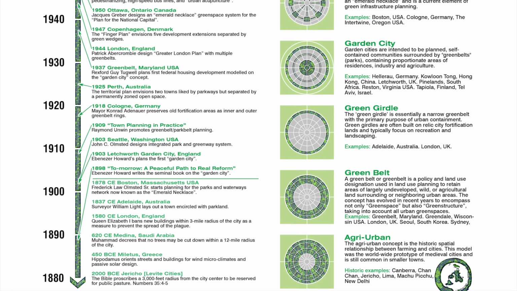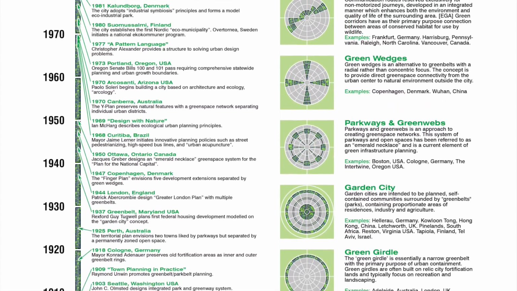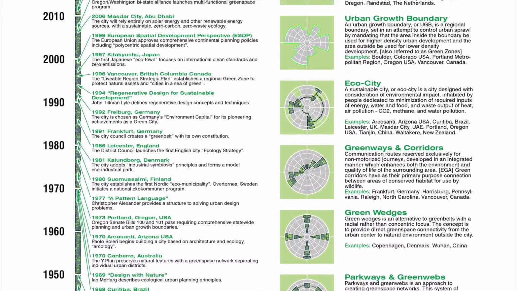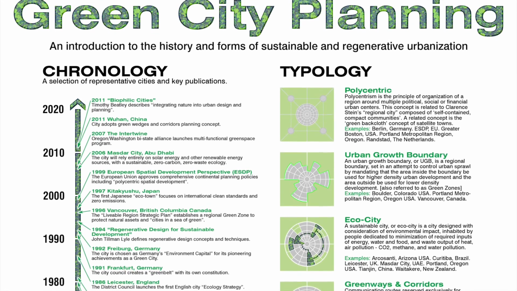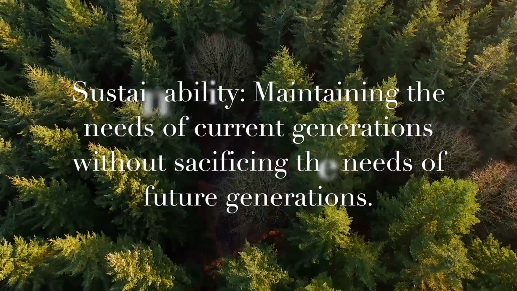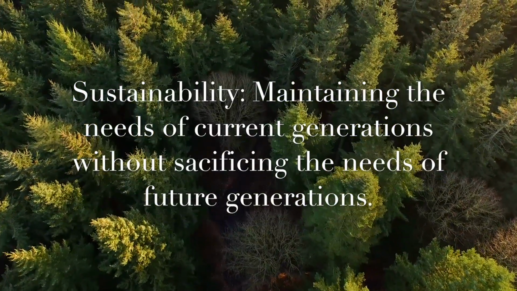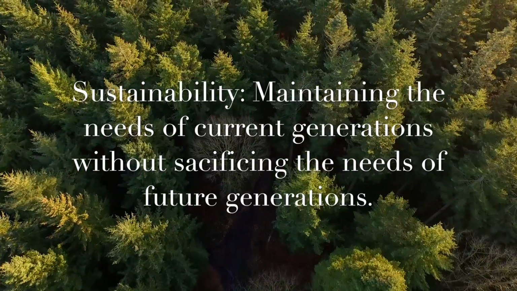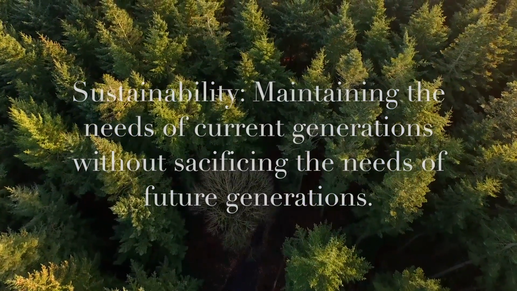People have been planning with the environment in mind since 2000 BCE, but the most popular environmental narrative is one that has only been around since the late 1980s. It is known as sustainability or sustainable development. Speaking generally, sustainability is maintaining the needs of current generations without sacrificing the needs of future generations.